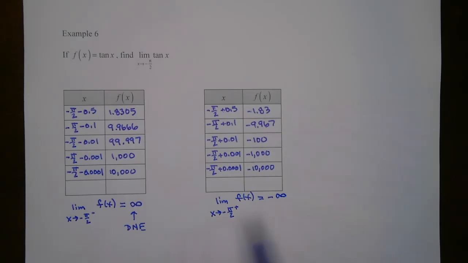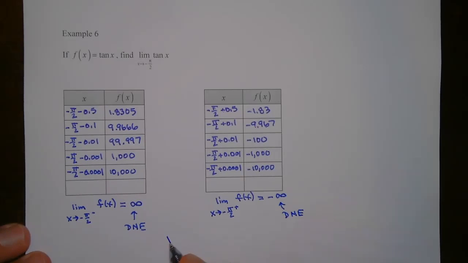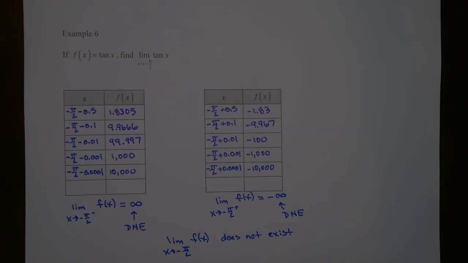And whenever any type of limit is equal to infinity or negative infinity, it means it does not exist. So again, this does not exist, okay? So from these two, we could say the limit as x approaches negative pi over 2 of f of x does not exist, okay? All right, one more problem and we're done with this, okay?